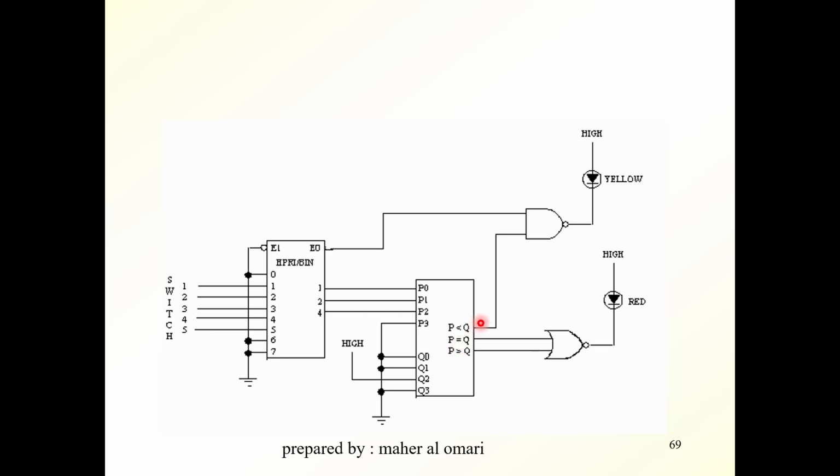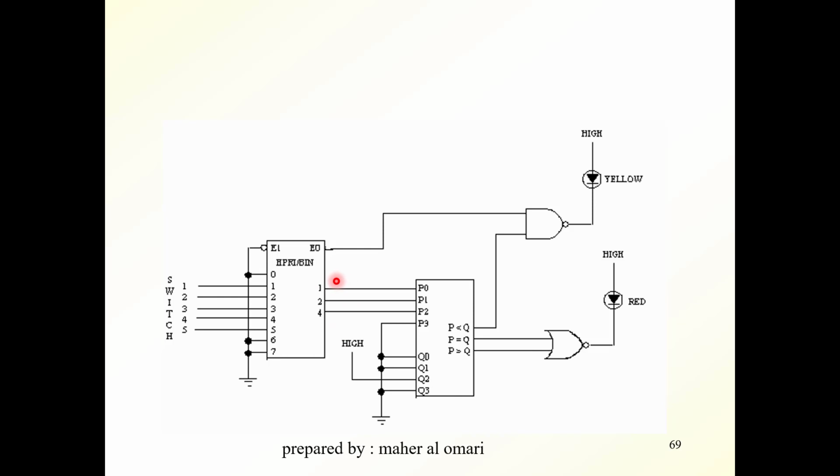Now, for the outputs of the comparator, as you know, this one is equal to 1 if the P input is less than the Q input. Here, this is equal to 1 if they are equal. And here it's equal to 1 if the P input is greater than the Q input. Now, the code that is received here is the output of the priority encoder.